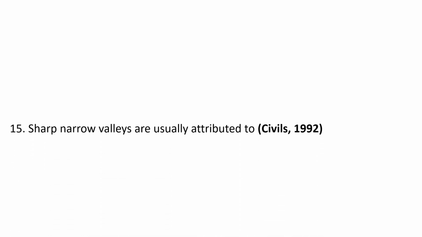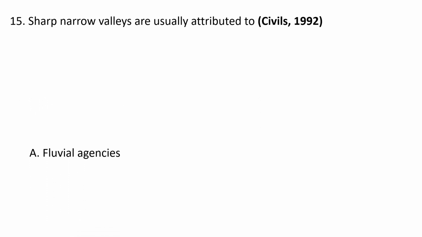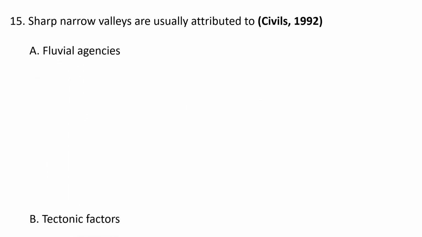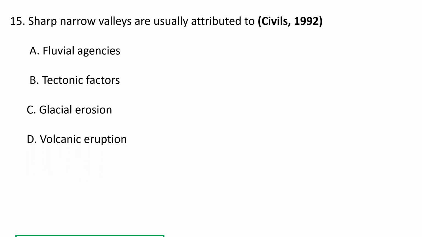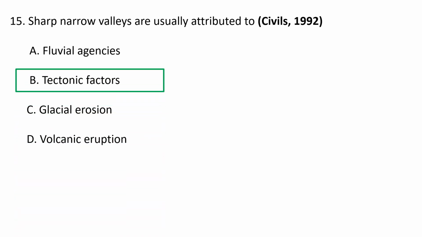Next question. Sharp narrow valleys are usually attributed to A. Fluvial agencies. B. Tectonic factors. C. Glacial erosion. D. Volcanic eruption. Sharp narrow valleys are usually attributed to tectonic factors when compared to fluvial, glacial and volcanic eruption. So B, tectonic factors, is the correct answer.